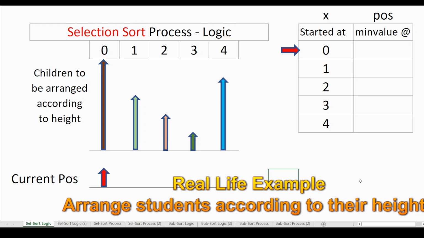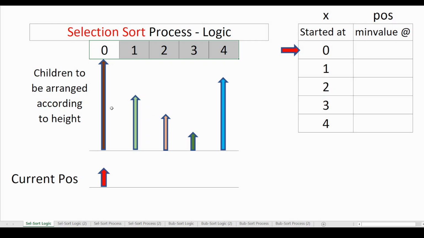Selection sort process. I want to arrange some children who are standing in a line. I want to arrange the line according to height. So there are five children. The five children are actually standing at position 0, 1, 2, 3, and 4. And the heights of the children are visible to you. I've not given numbers here. I've just shown them as heights.